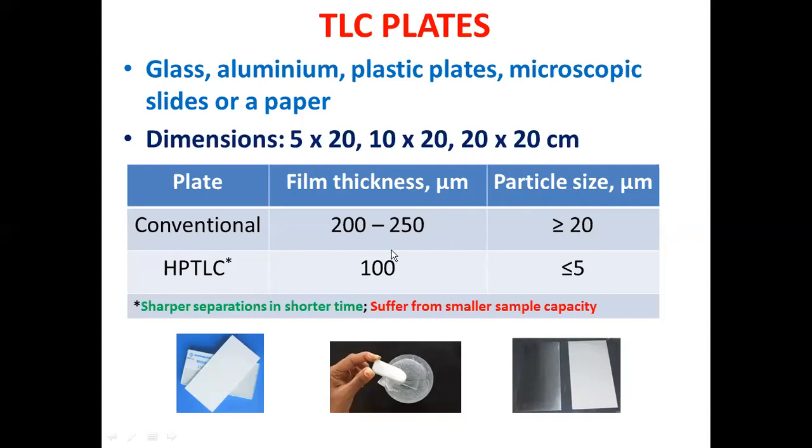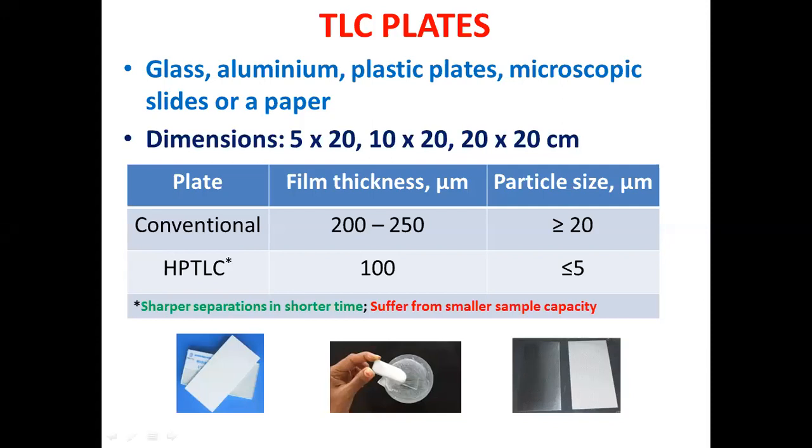Whereas in HPTLC, the film thickness is reduced by 2.5 times, and the particle size is also reduced by 4 times. So less than or equal to 5 micrometer is the particle size in HPTLC. And the purpose of reducing the particle size in HPTLC is to increase the flow, and also to decrease the band broadening. As we can see in TLC, band broadening is a severe factor that can be reduced to the maximum extent while using the HPTLC technique.